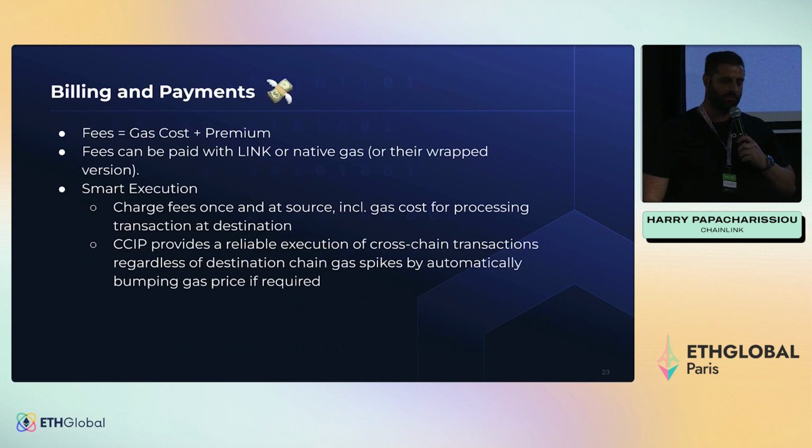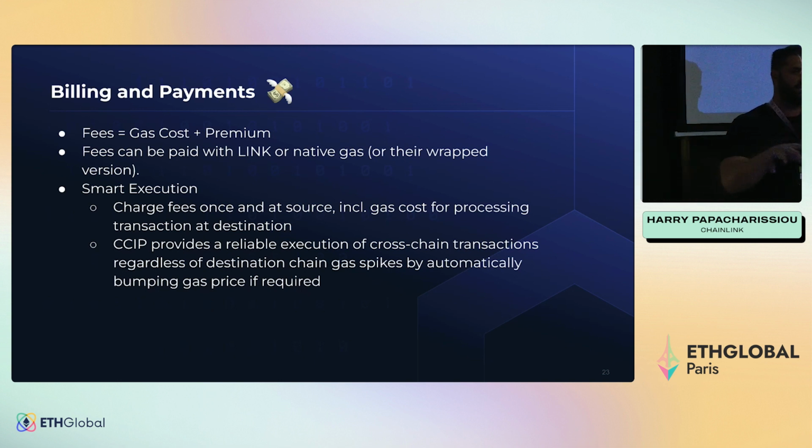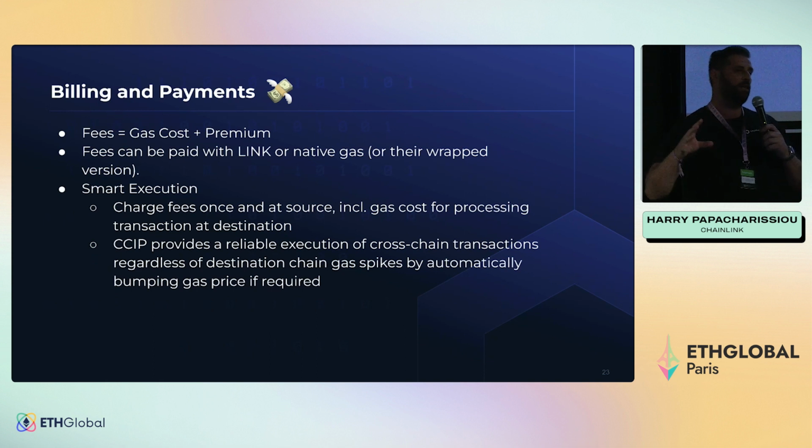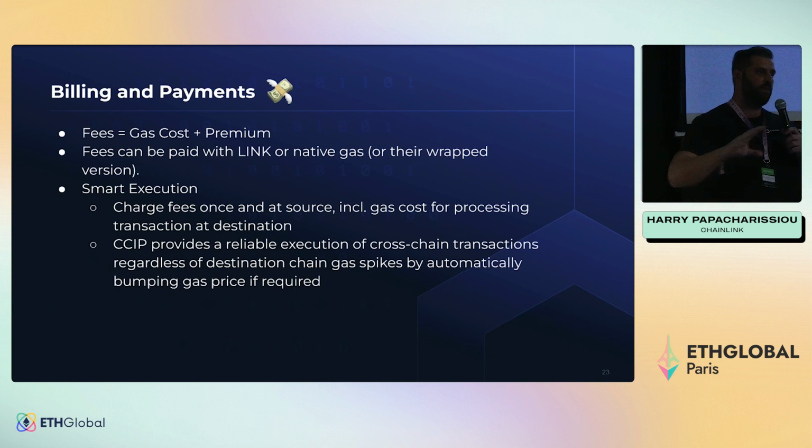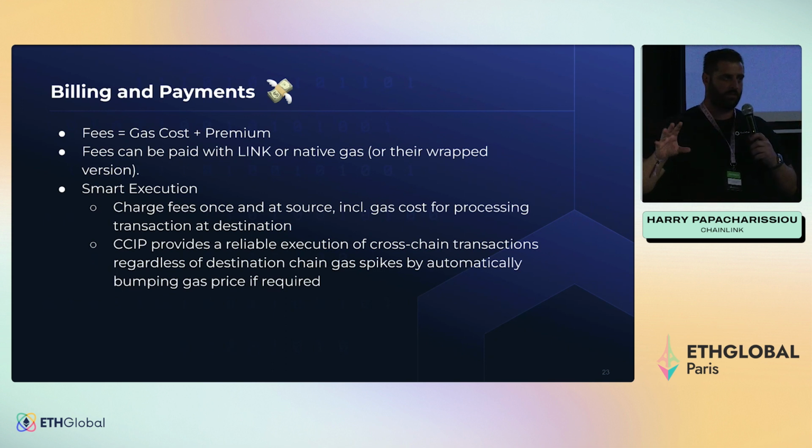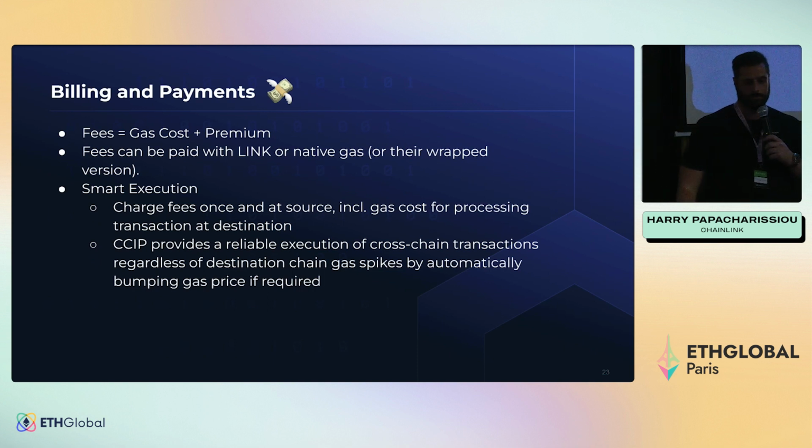So just a last point: the fees are gas cost plus a premium. You pay in Link on the source chain, and you pay once. You can pay in Link or in native tokens for that chain, or the wrapped version. So you pay on that initial transaction. CCIP will handle the rest. It'll make sure that the other smart contract gets the transaction.